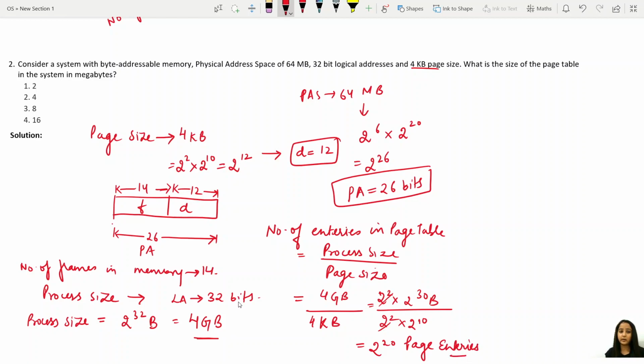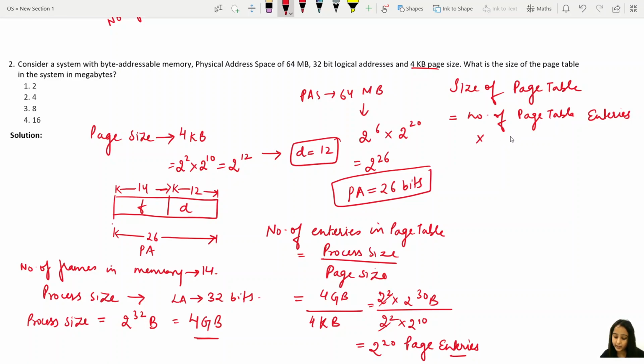Next we have to find out the page table size. Size of the page table will be given by the number of page table entries multiplied by the page table entry size. So this will come out to be 2 raised to power 20, which we have found here, into the page table entry size.